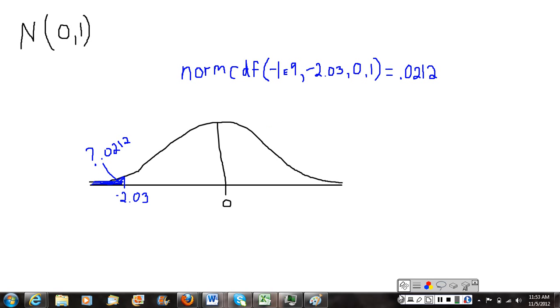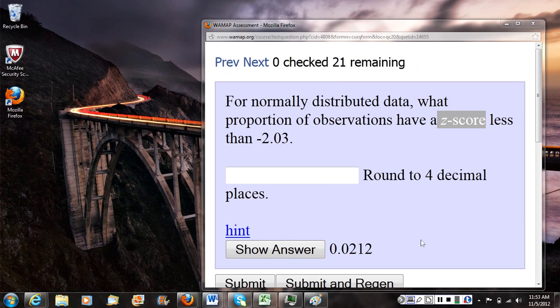But let's go back to that question and see what format did they want us to give it in. And they're asking for a proportion, so proportion we keep as a decimal, so we would enter it as 0.0212. We can see there that's the answer it was looking for.